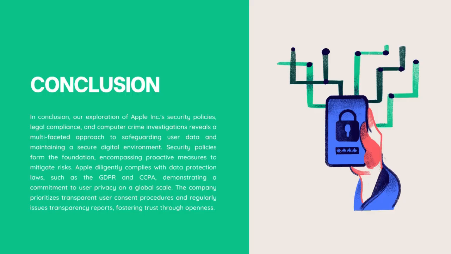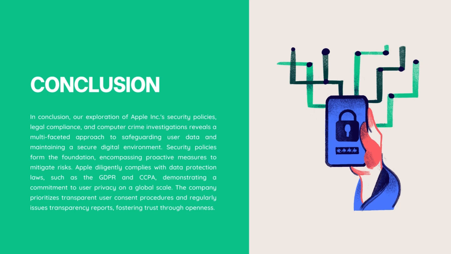So, in conclusion, our exploration of Apple Inc.'s security policies, legal compliance, and computer crime investigations reveals a multifaceted approach to safeguarding user data and maintaining a secure digital environment. Security policies form the foundation, encompassing proactive measures to mitigate risk, and Apple diligently complies with data protection laws such as the GDPR and CCPA, demonstrating a commitment to user privacy on a global scale. The company prioritizes transparent user consent procedures and regularly issues transparency reports, fostering trust through openness.